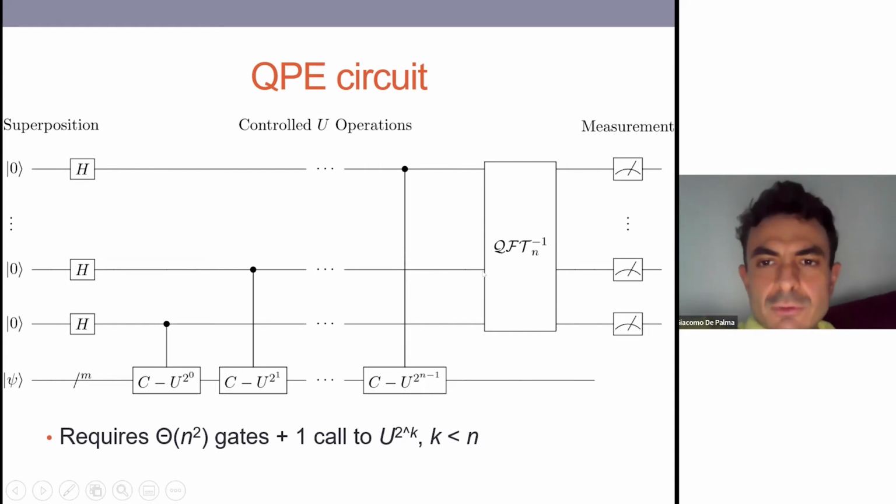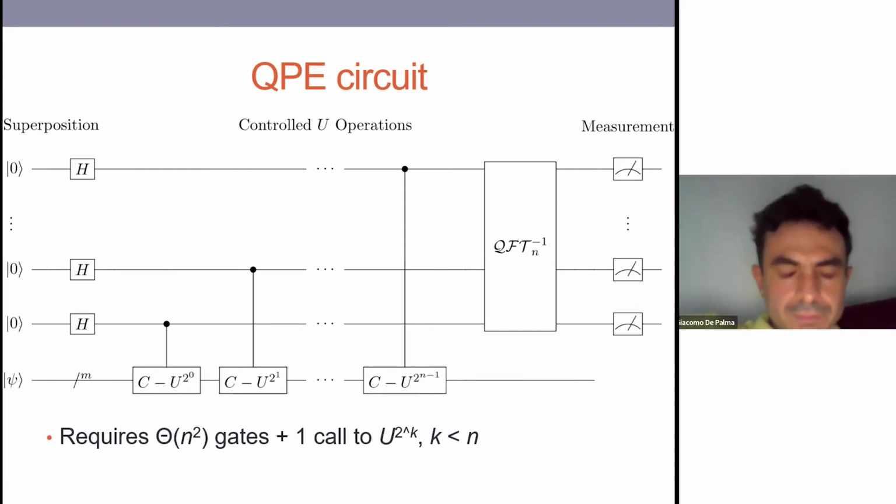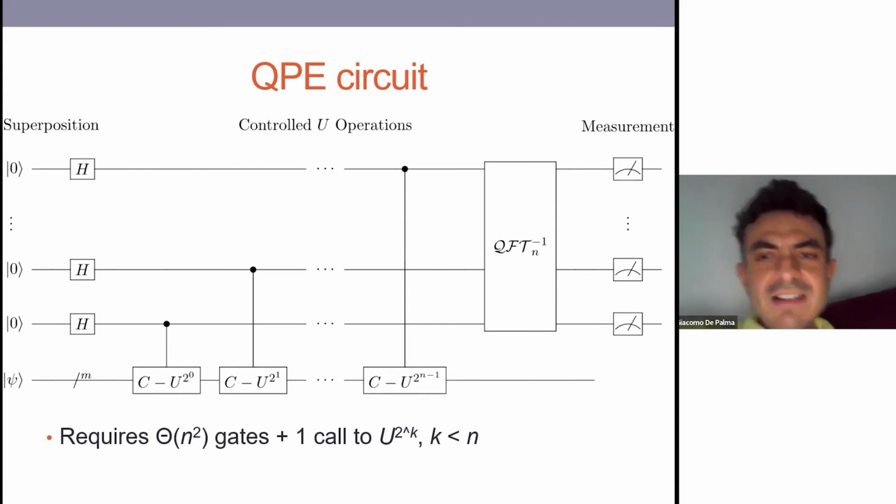And then, of course, you plug in the inverse quantum Fourier transform on the first n qubits. This is the inverse of the circuit that we have seen before. And of course, you can easily find the inverse circuit because you can invert the circuit that we have seen gate by gate. And then we measure the first n qubits and we get the answer.